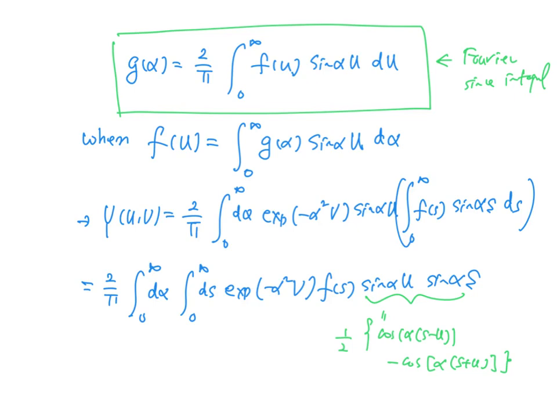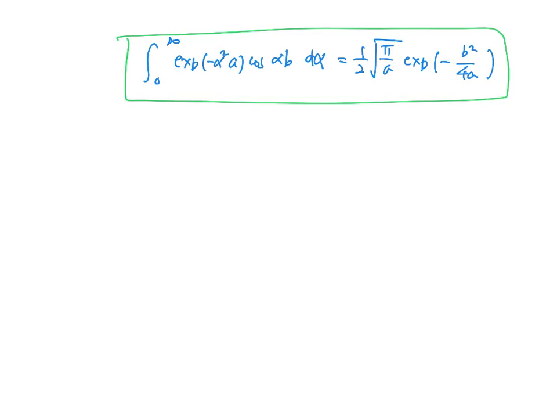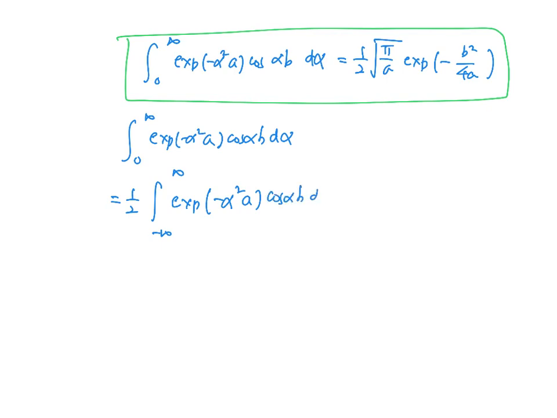And we have one more integral, that is the integral from 0 to infinity of exponential minus alpha squared a times cosine alpha b d alpha, which is 1/2 root pi over a exponential minus b squared over 4a. Actually, this integral is easy to derive. So we can say the integrand is an even function, so we can actually say 1/2 times the integral from minus infinity to infinity of exponential minus alpha squared a cosine alpha b d alpha, right? Because cosine alpha b is always an even function.